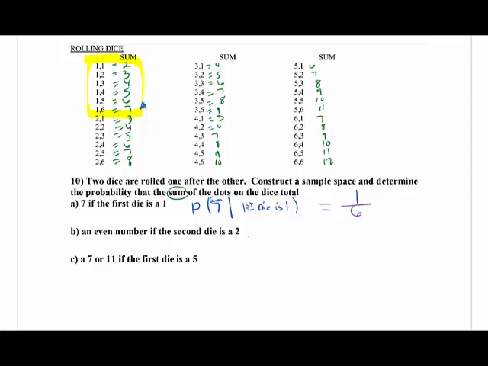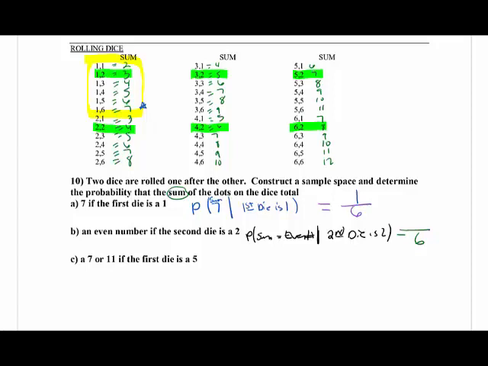Going to B, probability that the sum is an even number, given the second die is a 2. So again, I'm going to go back here and I'm going to highlight it in green. Anyone that has a second one of being 2. So that works. 2, 2 works. 3, 2 works. 4, 2 works. 5, 2 works. And 6, 2 works. So if you count those up, you should see that you have 6 highlighted. Those are the only ones we're looking at, the green ones.